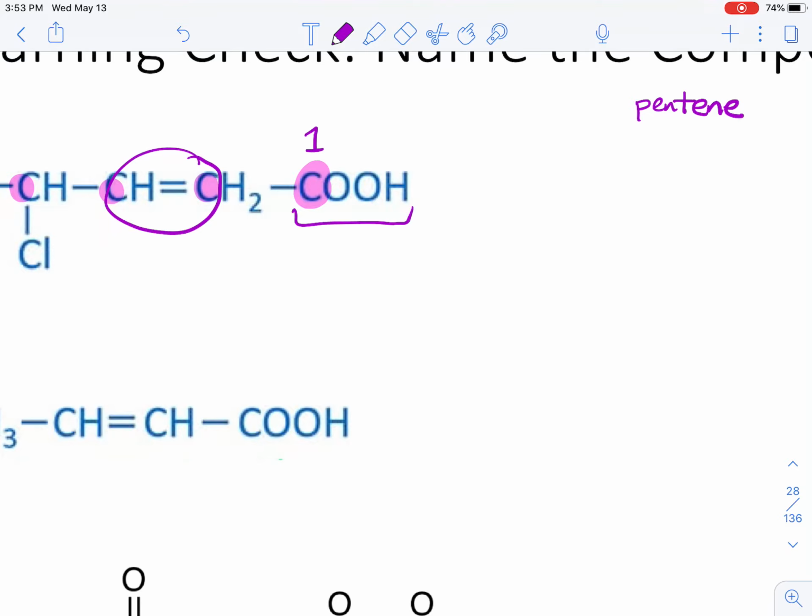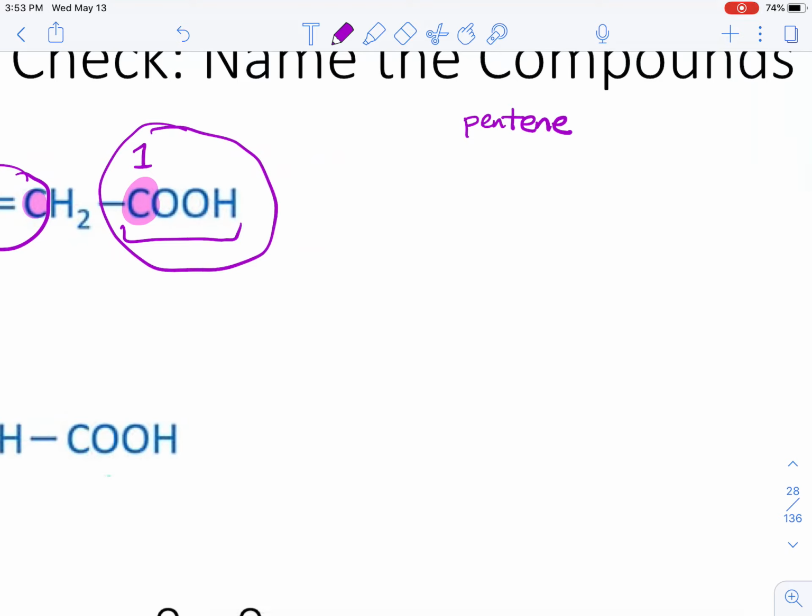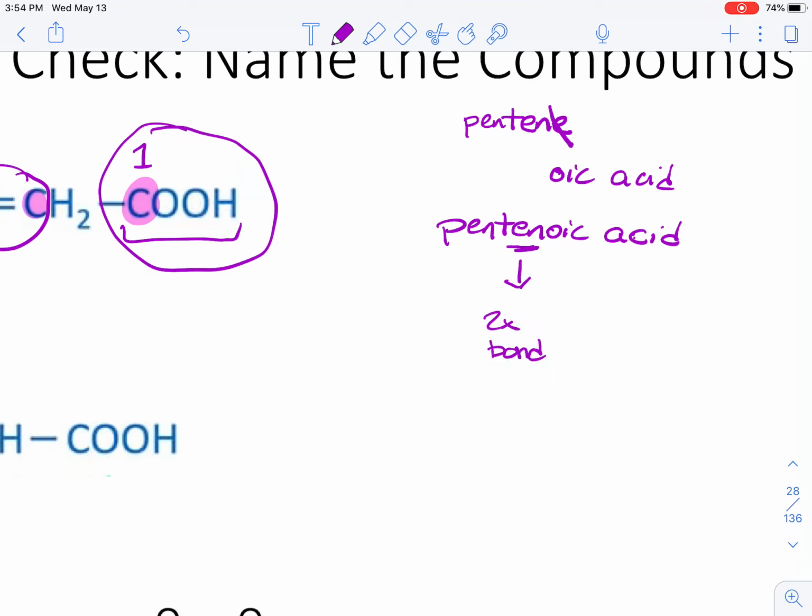But since I have a carboxylic acid, then I'm going to follow my rules as always, and I'm going to cross out that last E and put in the oic acid. And so here I have pentenoic acid, where the en represents the double bond, and the oic acid represents the COOH, or the carboxylic acid.